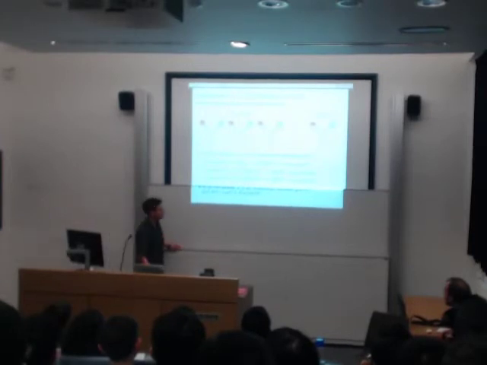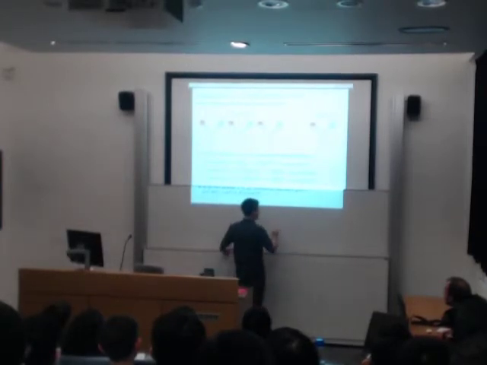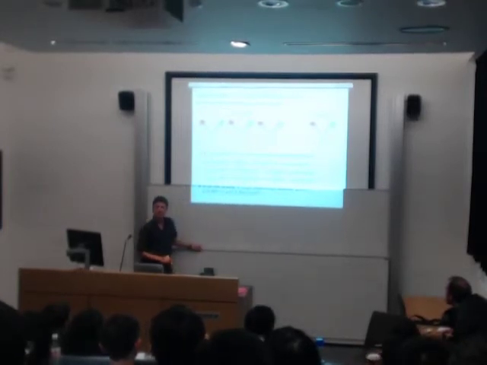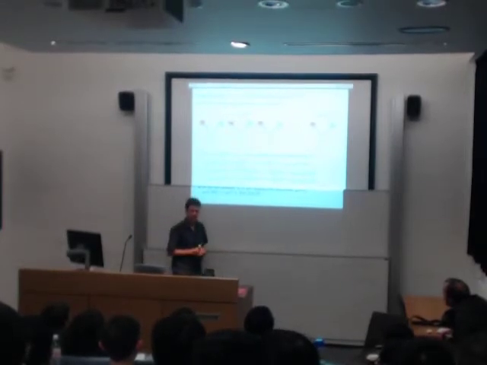Now, without loss of generality, I can always write any joint distribution over three variables as P of C given A, B, P of B given A, and P of A. There's no loss of generality. And that's always equal.